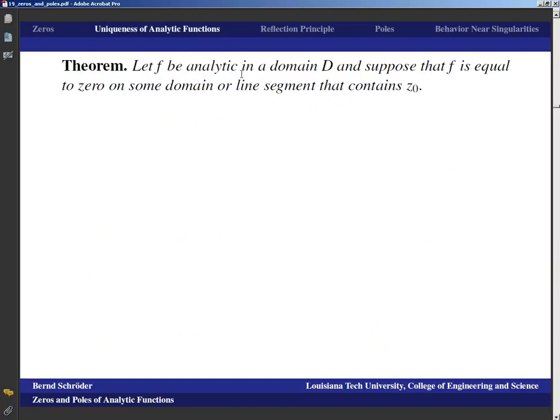Namely, if a function is analytic in a domain D, and if that function is equal to 0 on some subdomain or some line segment that contains z sub 0, so the domain need not be all of D, it just may be a subset of D, then f must be equal to 0 in the whole domain D.